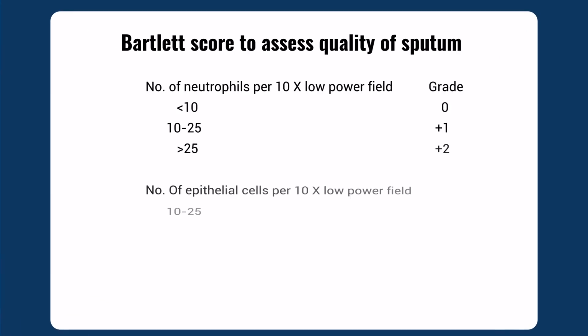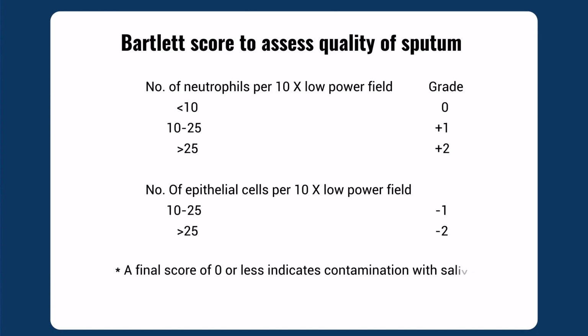The sputum sample is basically assessed by Bartlett scoring. It looks into 2 criteria, one the number of pus cells and second the presence of epithelial cells. Whenever the scoring system is 0 or less than that, it means it is a salivary sample and not a sputum sample. You need to resample the patient.